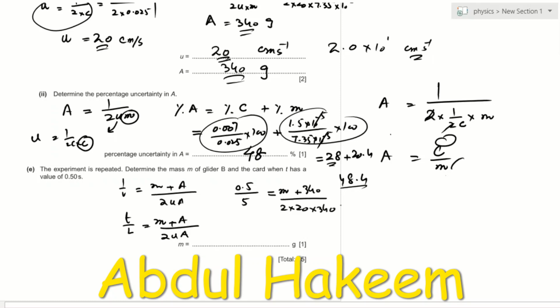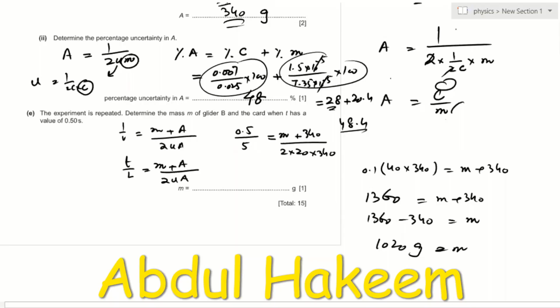So after calculation, the answer of the M will be, look, this is multiplied over here. So 0.5 divided by 5.1 multiplied by this, M plus 340. So 1360 minus 340, this is coming 1020 gram. This is the mass.